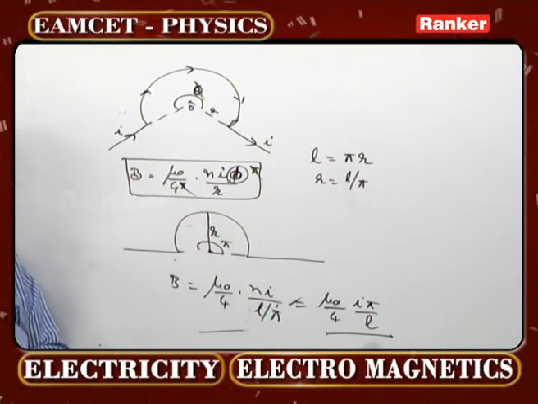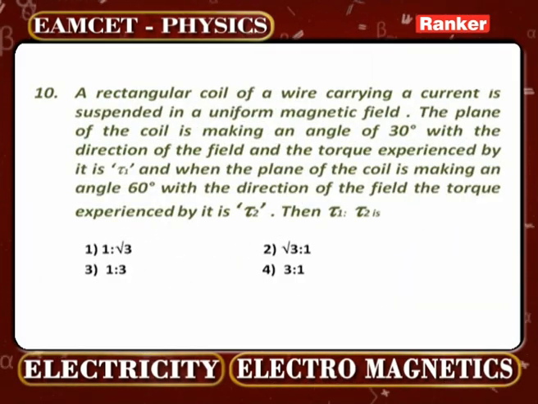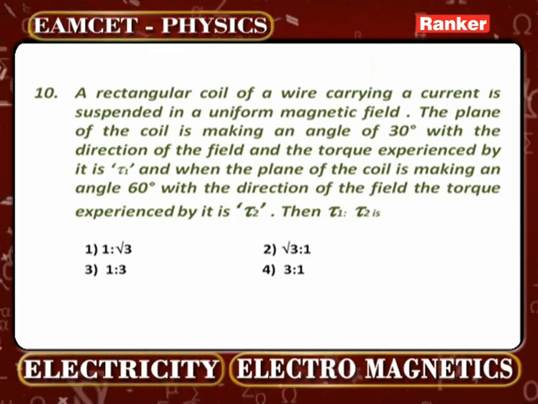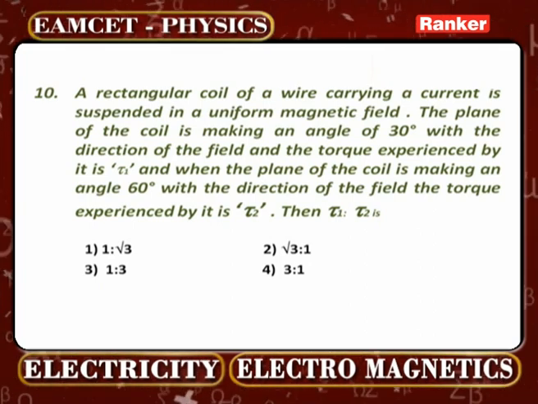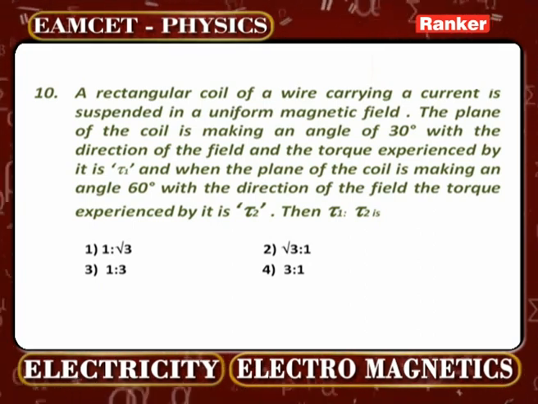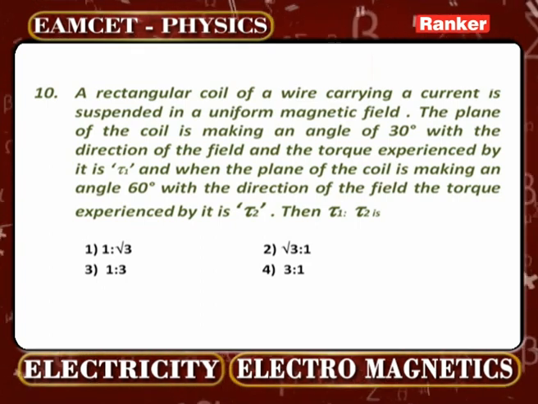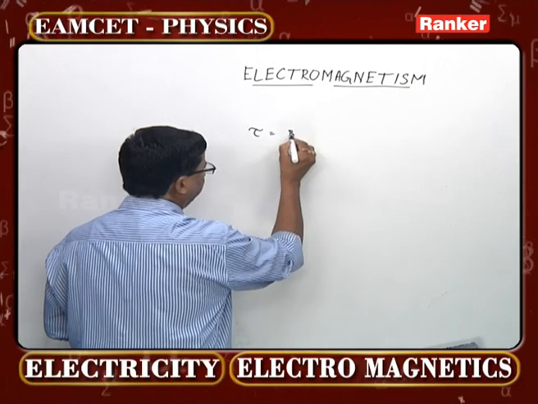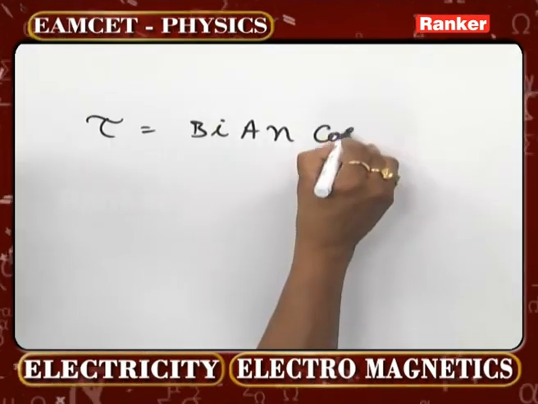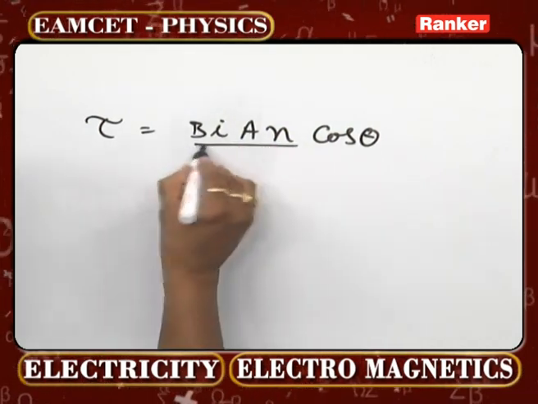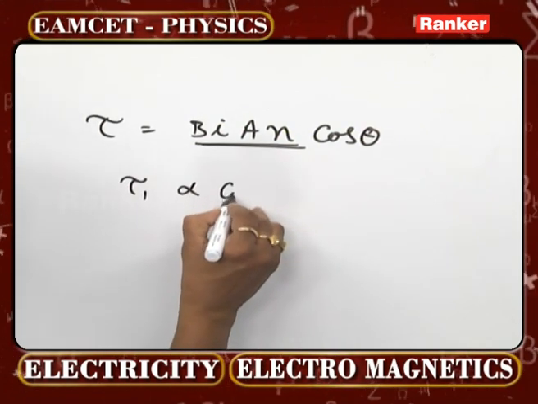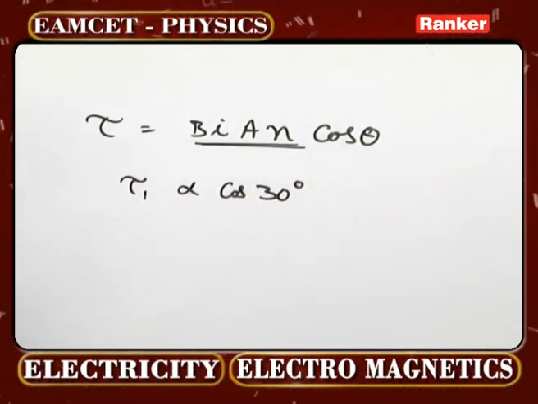That is actual formula. Look at the next one, that is problem number 10. A rectangular coil of a wire carrying a current is suspended in a uniform magnetic field. The plane of the coil is making an angle 30 degrees with the direction of the field, and the torque experienced by it is tau 1. You should understand immediately, plane of the coil is making an angle theta. Then what is the formula for torque? It is B-I-A-N cos theta. I have already told you all the other things are all constants now. Therefore, torque 1 is proportional to cos 30. That is what has been given there.